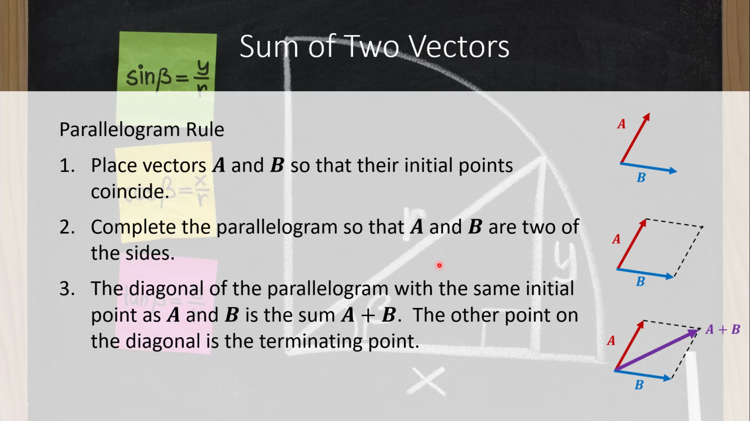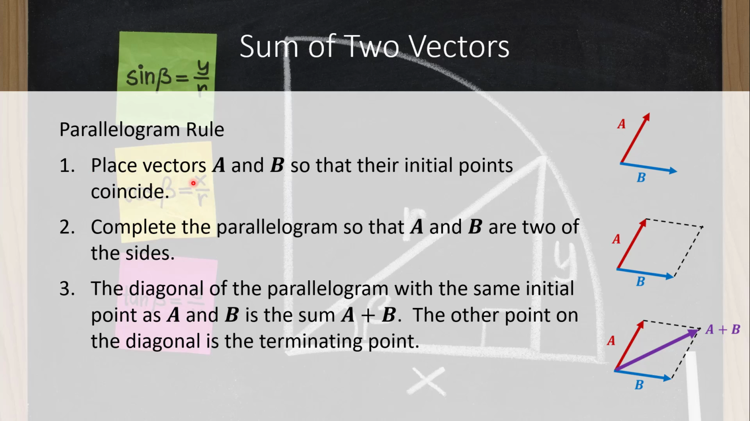Okay, now we want to talk about at least the graphical way of adding two vectors. And there are basically two approaches. One is called the triangle approach. The other one is called the parallelogram approach. We're going to talk about the parallelogram approach because this is the one that's most consistent with our definition for the law of cosines. So this is how this works.